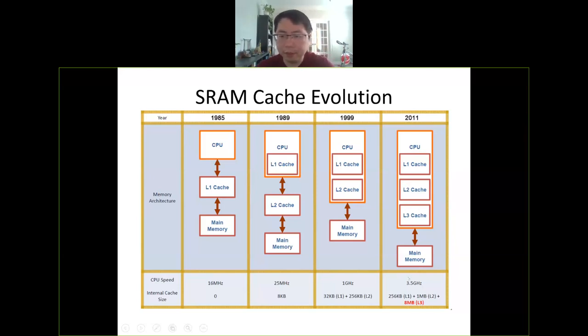As you can see here, we have increasing capacity from L1 to L2, and from L2 to L3. This is consistent with what we discussed in the previous lecture about the trade-off between capacity and speed, or access latency. The L1 cache is small, but it's fast. The L3 is large, but it's slow. So this is a trade-off we have.